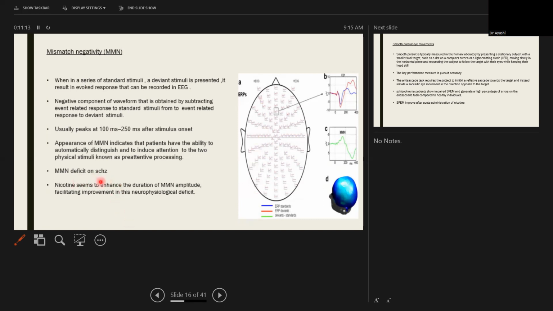Again, this deficit is seen in schizophrenia, and nicotine enhances the MMN amplitude and duration and facilitates improvement in this deficit.